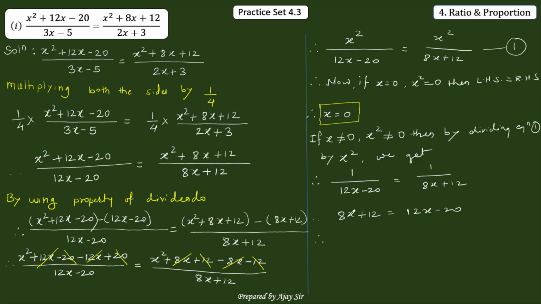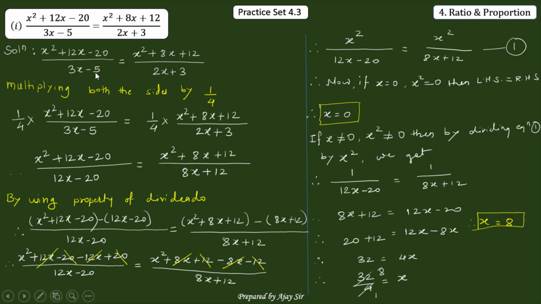So therefore this side 12x is bigger, so we will keep it here only. This side we will shift that minus 8x. So plus 12, this minus 20 we will keep here. So therefore this is 32 and this is 4x. So 32 divided by 4 we can take. So therefore x is equal to 8 is the solution.